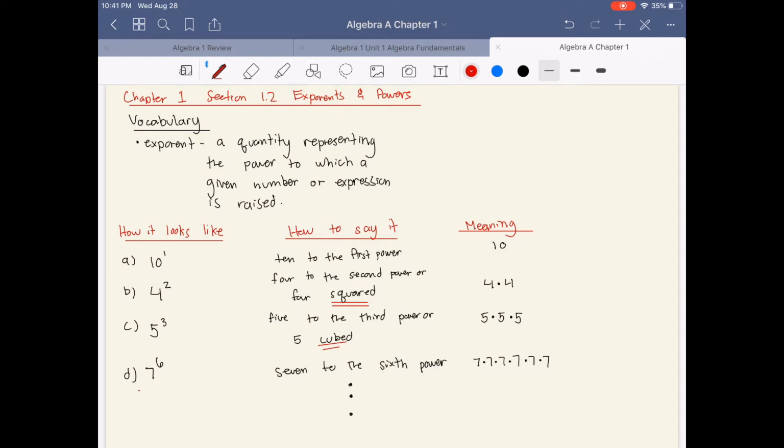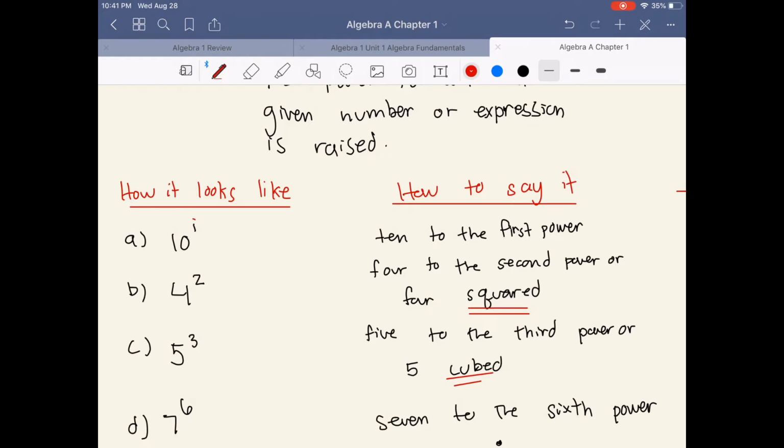An exponent is a quantity representing the power to which a given number or expression is raised. Now, you don't have to focus on this definition if it already got you lost. All you have to focus on is really how it looks like. So go to the example letter A, 10 raised to the first power. So the power here is 1, which is raising the base number 10.